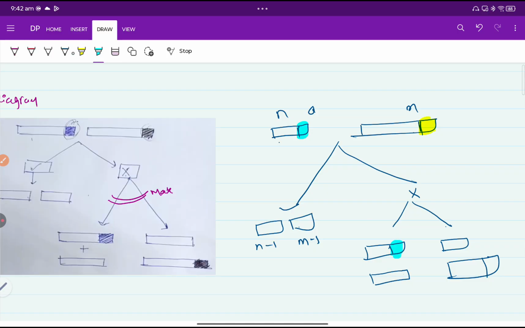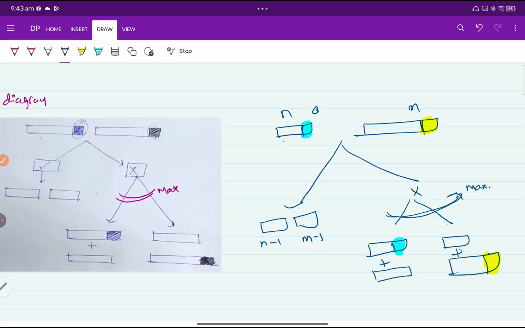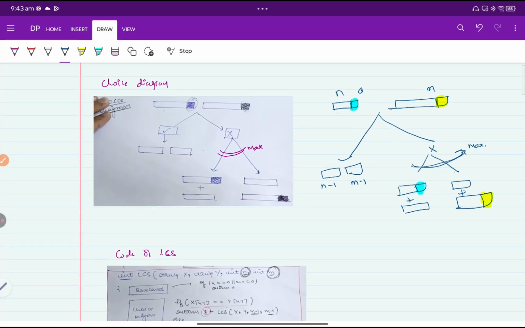Whether I call this or I include this, there are two options. From both of them, I have to return the max value. Understand what the choice diagram wants to convey.